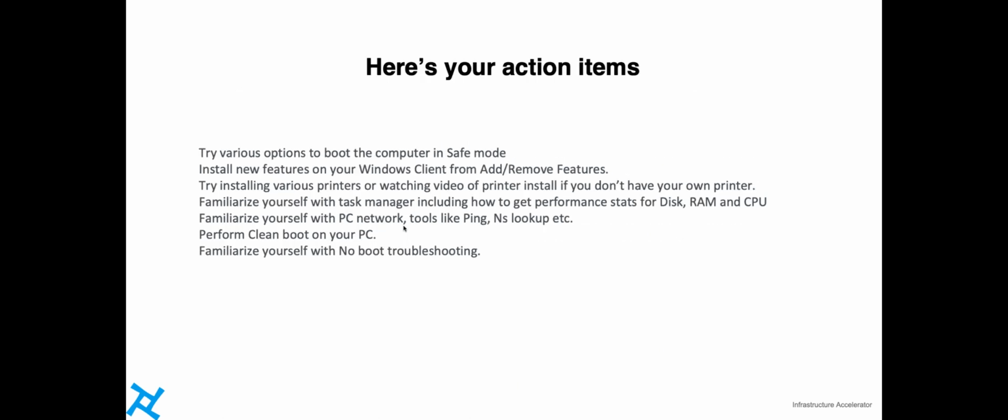Here are your action items. Try various options to boot the computer in safe mode. Try to install new features on your Windows client from add and remove features, like you can do Telnet or whatever else, maybe Hyper-V, whatever else you want to install. Try installing various printers or watching videos of printer installation if you don't have your own printer, because that's a very good learning for you, and printer is a very well-known thing. So try to look for more questions about how you can troubleshoot a printer or how you can fix a printer. Familiarize yourself with that.